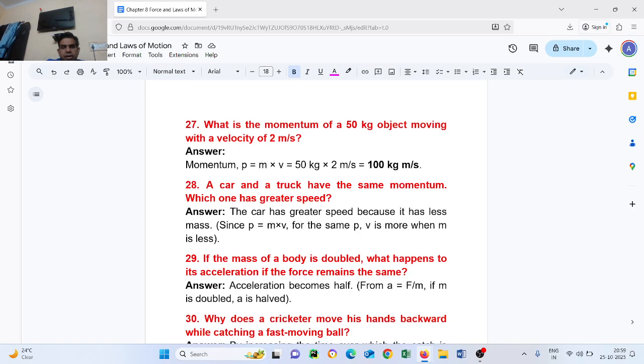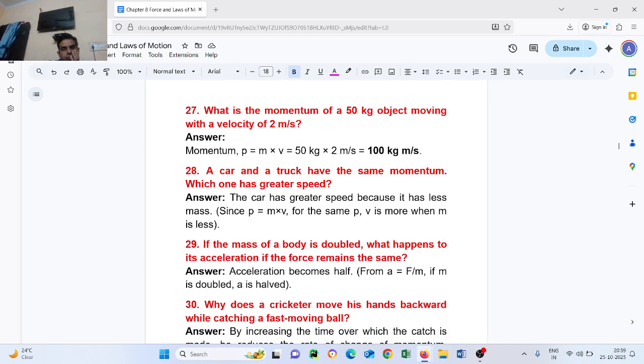Question number 29. If the mass of a body is doubled, what happens to the acceleration if the force remains the same? Acceleration becomes half. a equals F upon m. If m is doubled, a is halved.